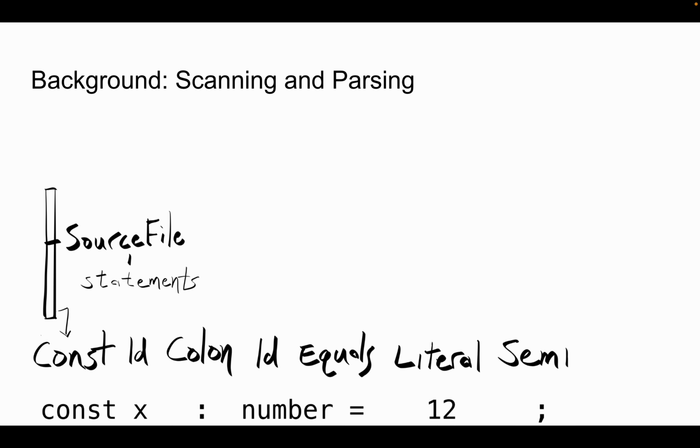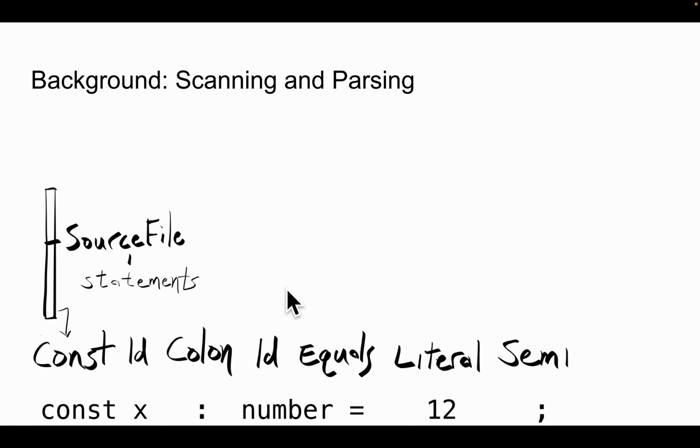Other systems might have a rule file that has a statement rule that tells you what to look for. In TypeScript's case, you're going to say parseStatements, and then a statement can start with any number of keywords like const, let, function. So basically, when you're parsing a statement, you look at the next token and say, is it a const?